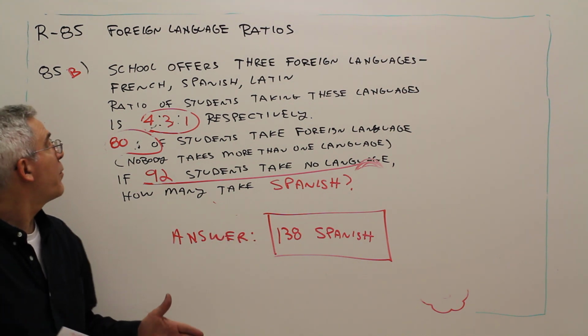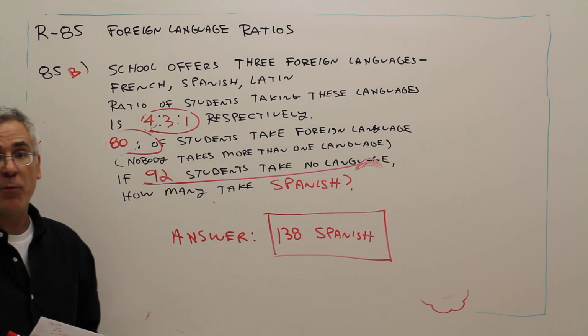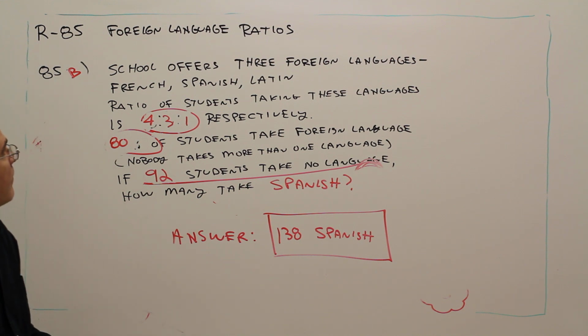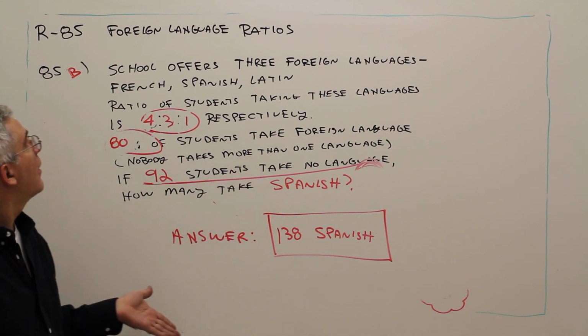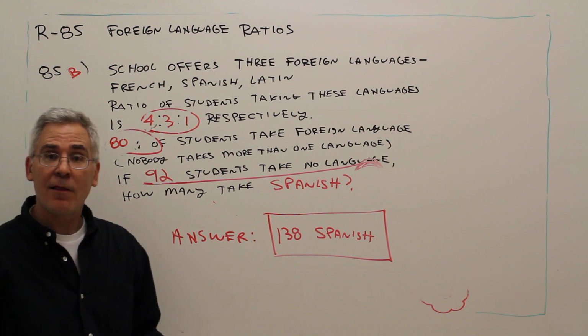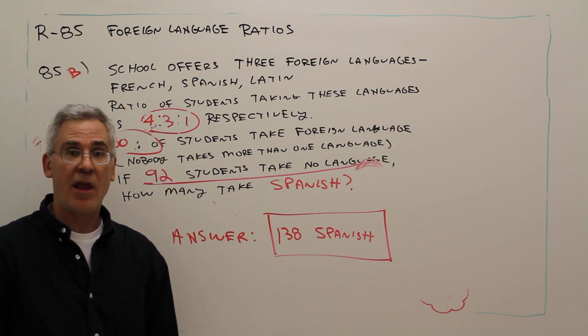138 students take Spanish, and that's the answer for problem 85B. So there you have it, how to solve problems involving foreign language and ratios.